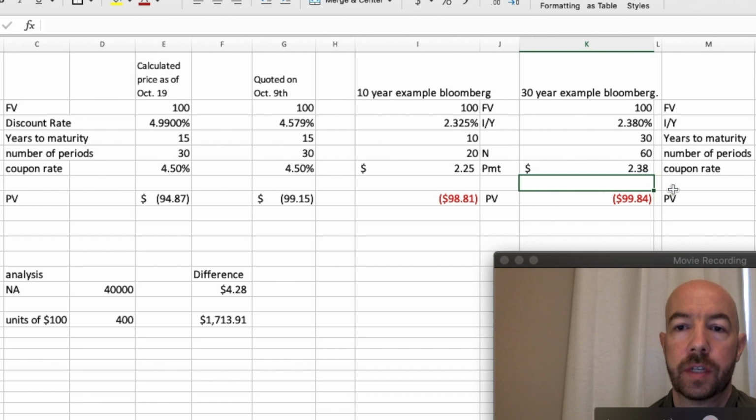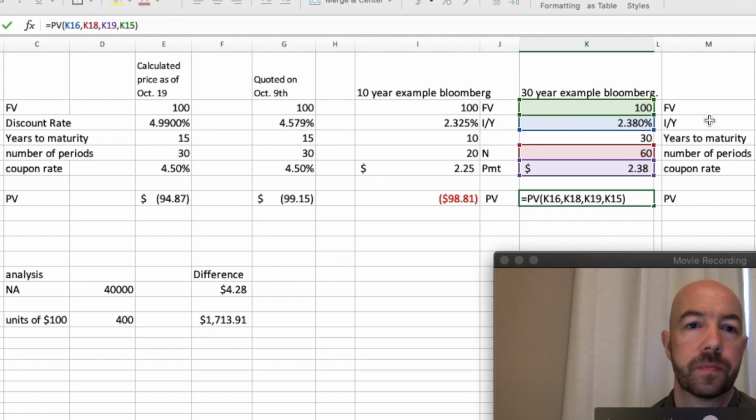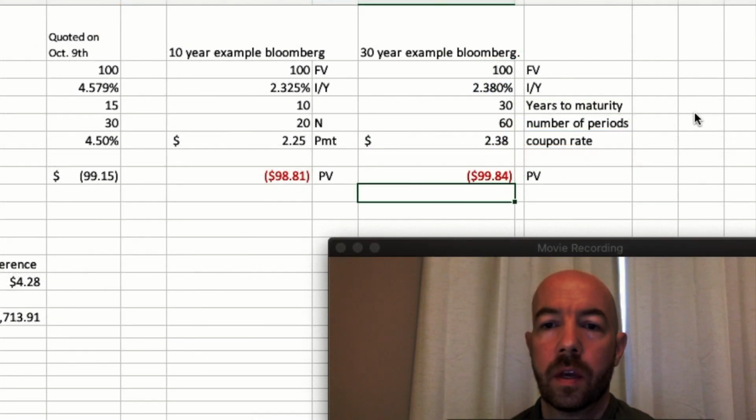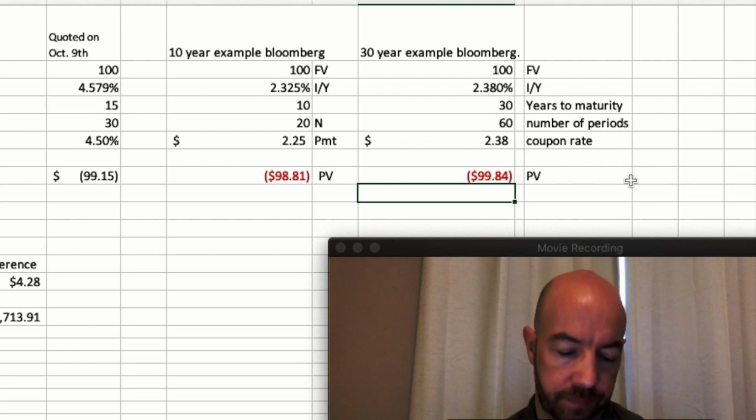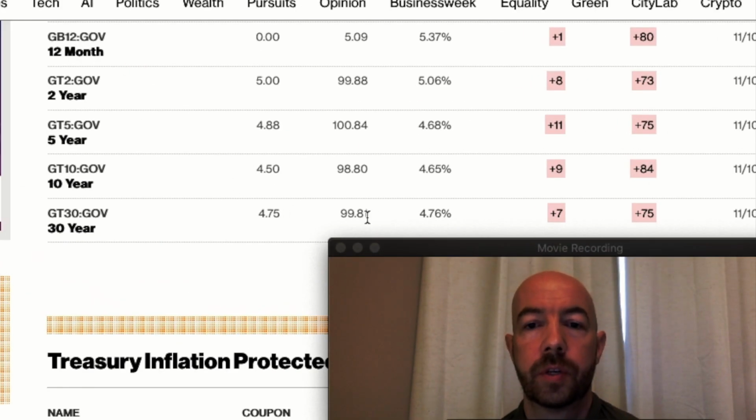And the formula for this in Excel is a little different to get the present value. It's the PV function, and it'll tell you how to do it. It looks like the blue, then the red, then the purple, and the green. And it'll give you the present value. So 99.84. It's pretty close to the price that they have listed here, 99.81. Really, really close. Maybe some difference in liquidity.